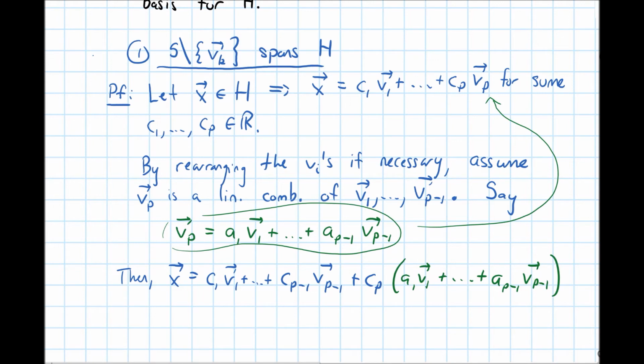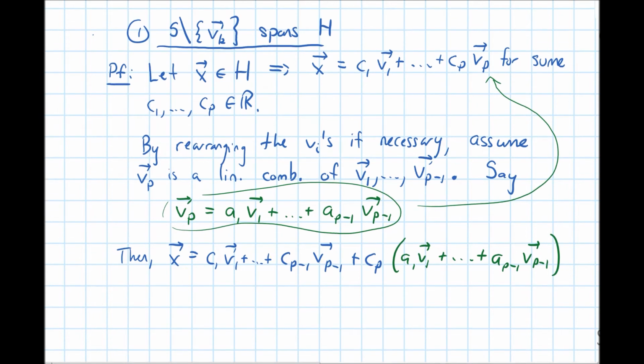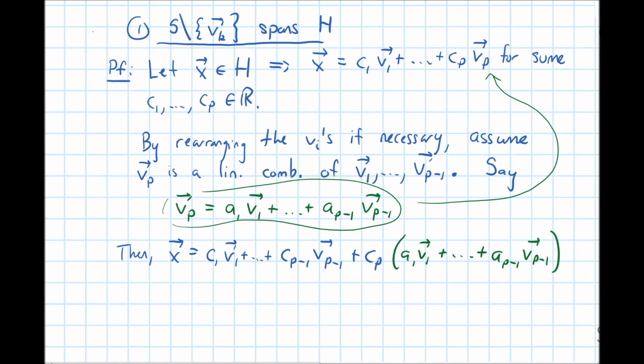And that's what I want. I only wanted to write x in terms of those vectors. I wanted to be able to toss out or discard vp, and I've done that. It's just a matter of writing this up a little bit nicer. So what can I say now? Let's just regroup the terms. I'm going to put all the terms that have a v1 together.